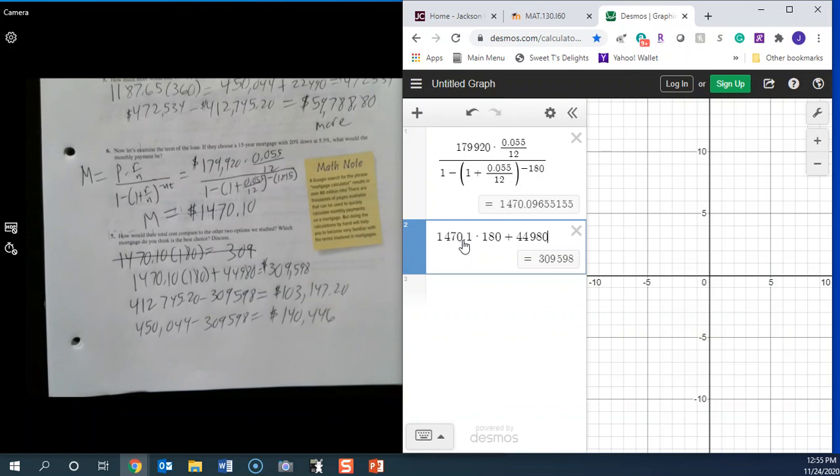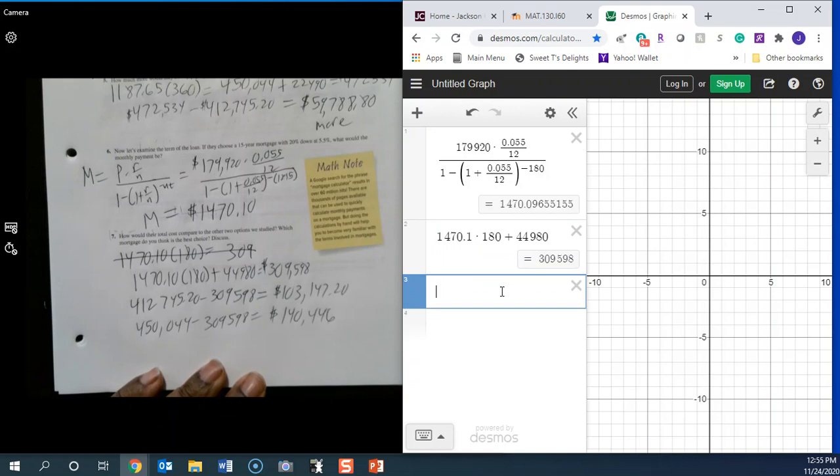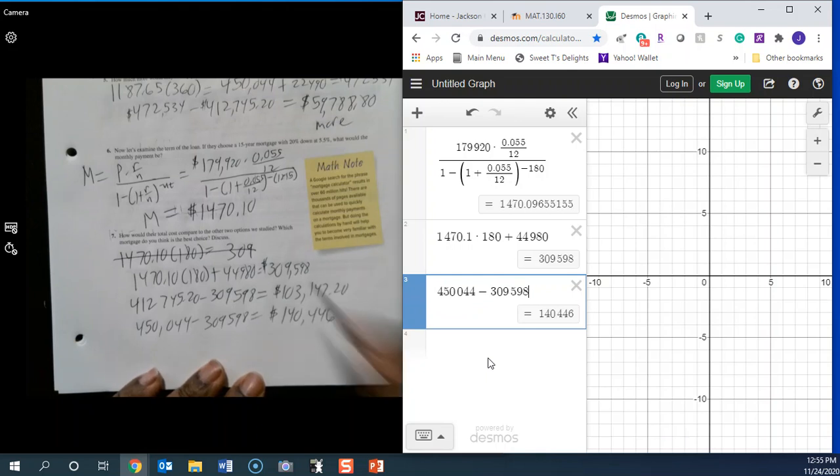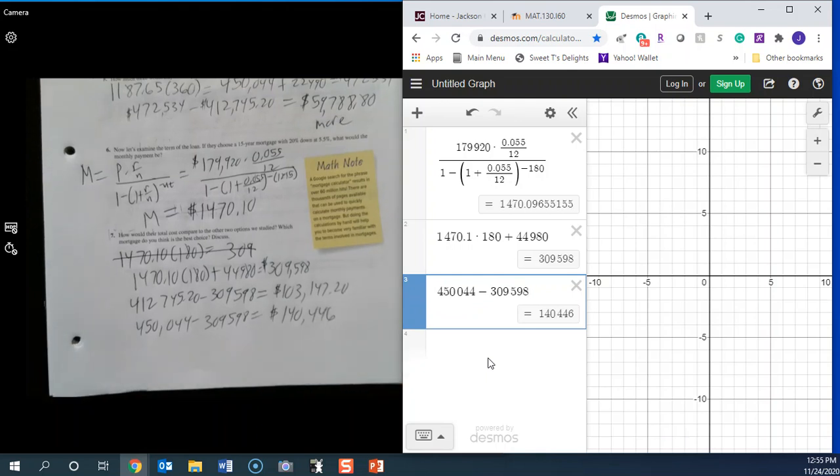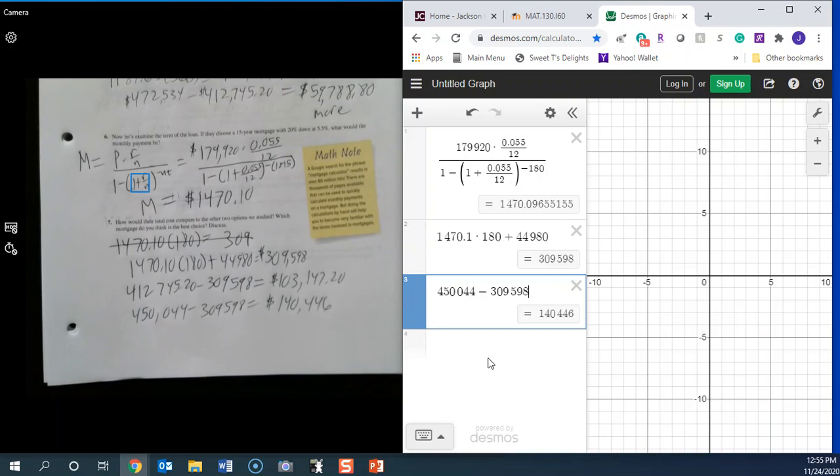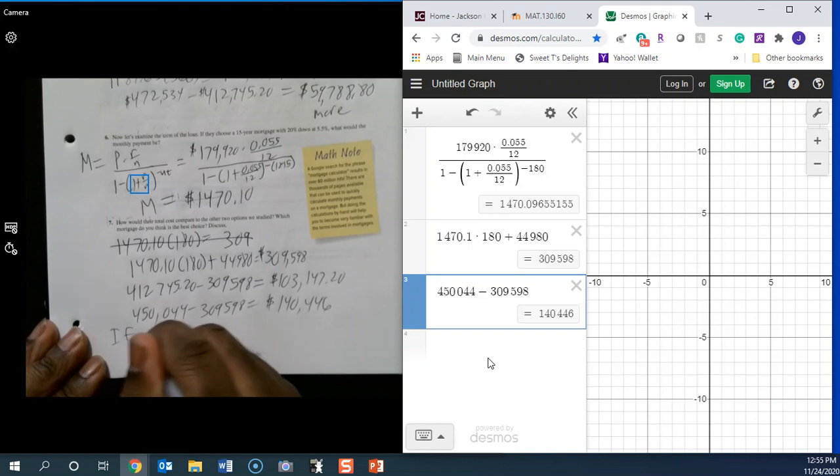Oh, wait a minute. This is off slightly. That shouldn't be 140,000. Let me subtract that. So it'd be 450,044 minus 309,598. Oh yeah, I was correct. Okay, so it's $140,446.